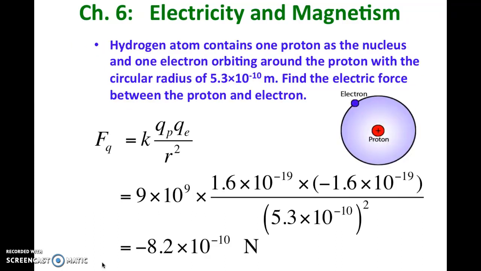Another example is to find the electric force between the proton and electron in a hydrogen atom. This is also the centripetal force for the electron orbiting around the nucleus, a single proton, with a circular radius of 5.3 times 10 to the negative 10 meter. Using Coulomb's law and substituting the constant k, the proton and electron charges, and the orbital radius into the expression, we can find the electric force to be negative 8.2 times 10 to the negative 10 Newton.